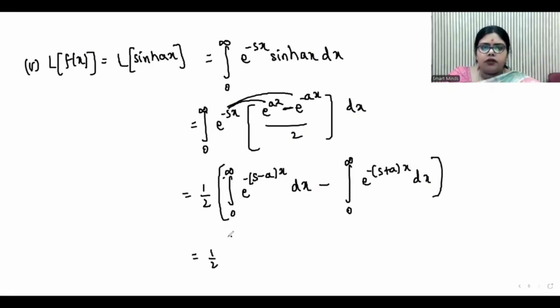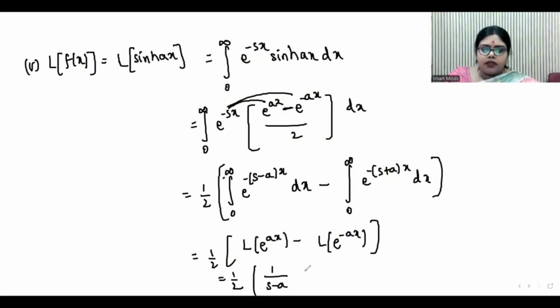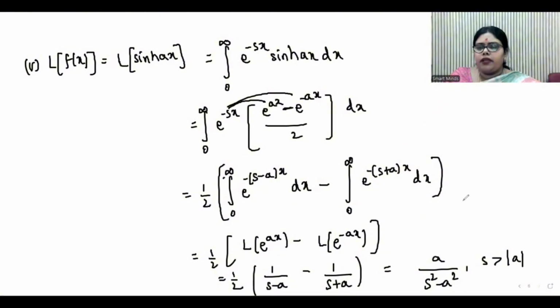That is 1 by 2 into, this is nothing but L of e power ax, minus this is nothing but L of e power minus ax. Now we have a formula for L of e power ax. This is 1 by s minus a, minus, what is the formula for L of e power minus ax? 1 by s plus a. So if you take LCM you will get a by s square minus a square, where s is greater than mod a.